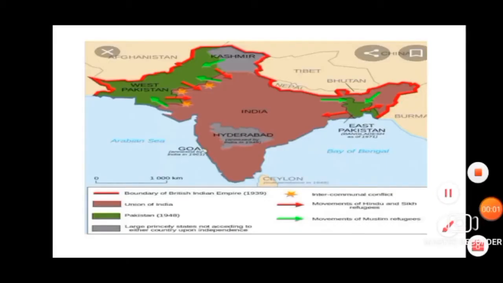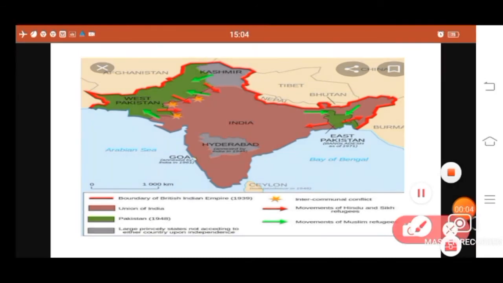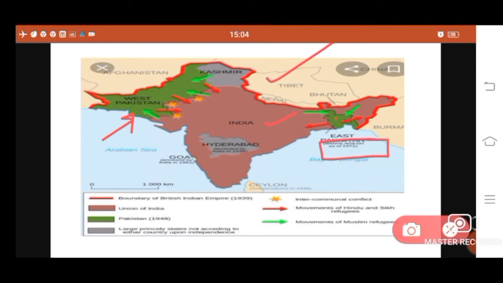Students, on your screen, you can see the map of India during the time of partition. This red boundary here depicts the full Indian kingdom during the British Empire. The brown color shows India, the green color shows Pakistan, West Pakistan and East Pakistan, which later on became Bangladesh in 1971. The grey color shows the princely states, Hyderabad and Kashmir, which were given the choice of either joining India or Pakistan or remaining independent. And both Hyderabad and Kashmir decided that they would remain independent.